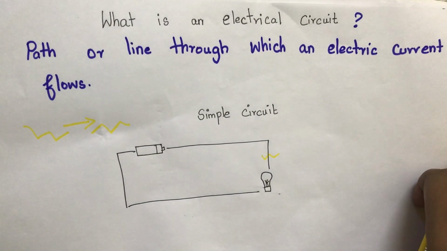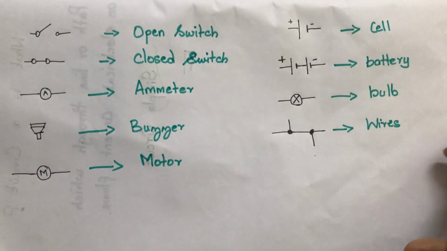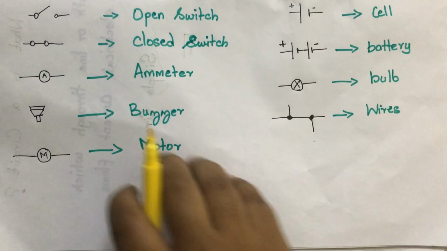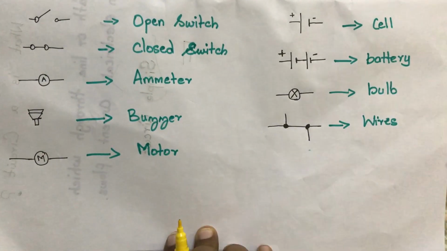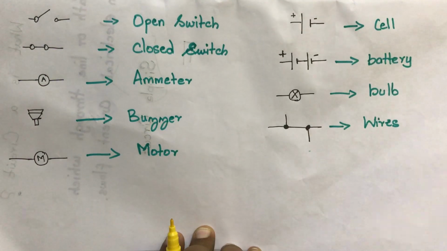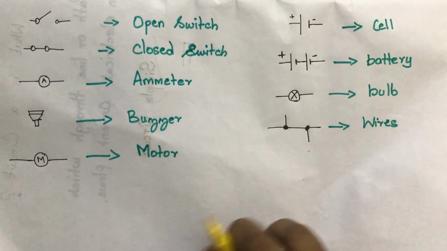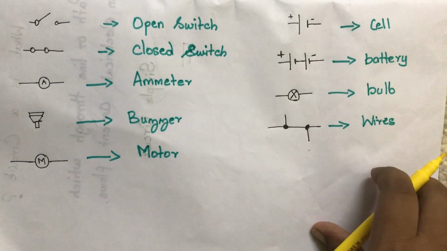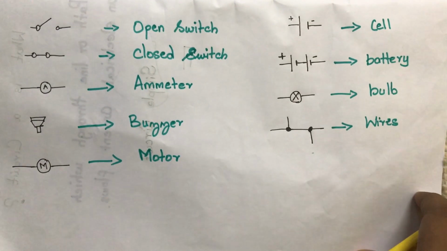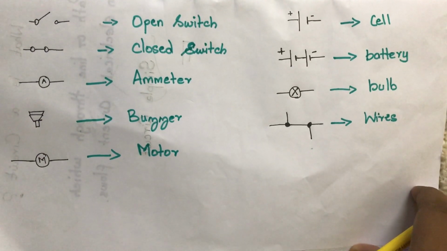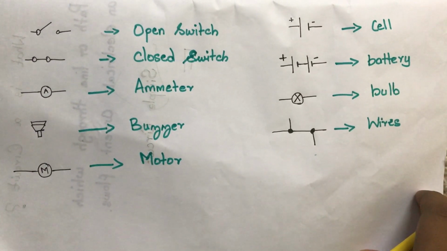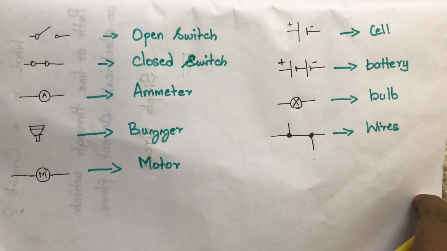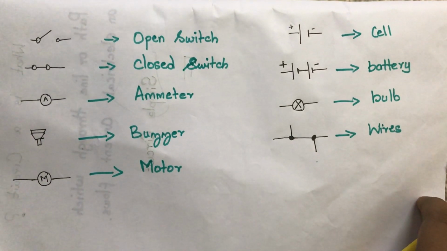Below is a basic set of symbols that you may find on a circuit diagram. This is the symbol for an open switch, closed switch, ammeter, buzzer, motor, cell, battery, bulb, and wires. It is very important to know the basic parts of a simple circuit and the symbols that relate to them. A simple circuit has a conductor, a switch, a load, and a power source.